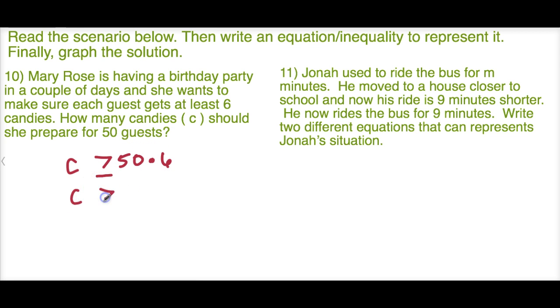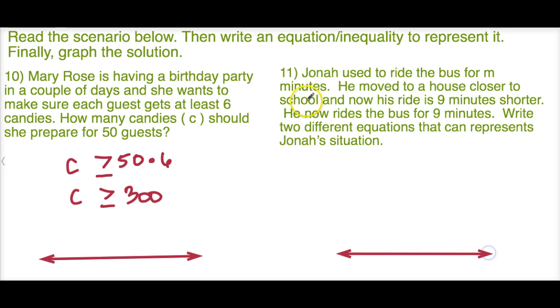So that's going to be 300. And when I graph that, I'm going to get my lines drawn for both problems. Okay. So when I graph that, it's going to be a solid dot because it does include 300. And my line has got to be bigger than that because we need that much or more.